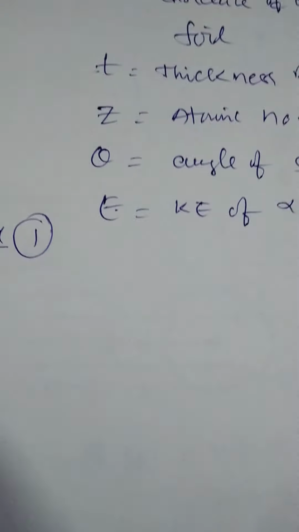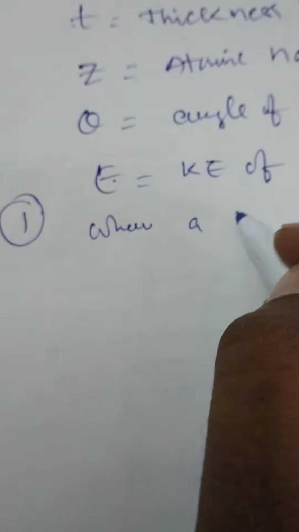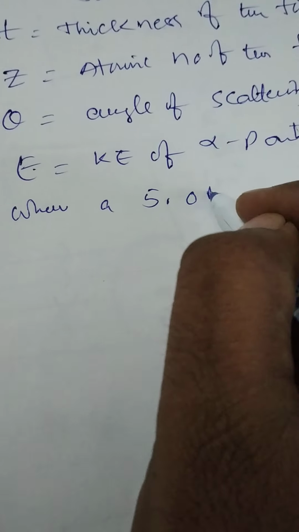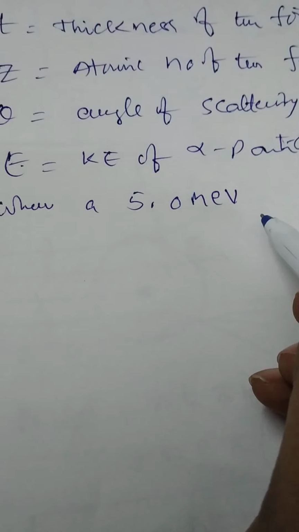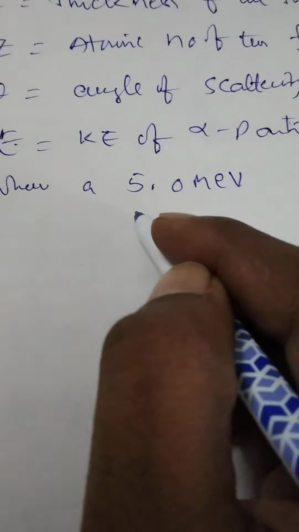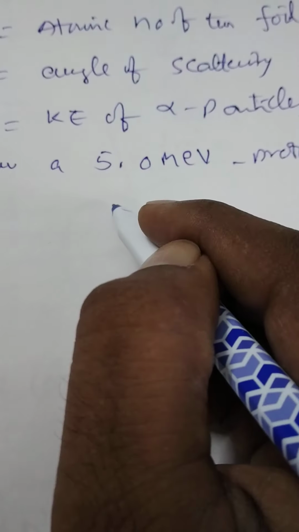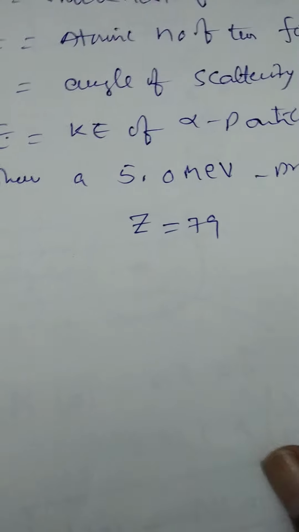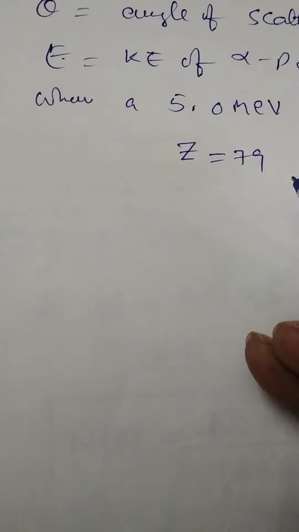Example 1. Find the value of the distance of closest approach when a 5.0 mega electron volt proton approaches a gold nucleus. It is a proton, approaching a gold nucleus having Z is equal to 79. For gold, the atomic number Z is equal to 79. Find the value of the closest approach.